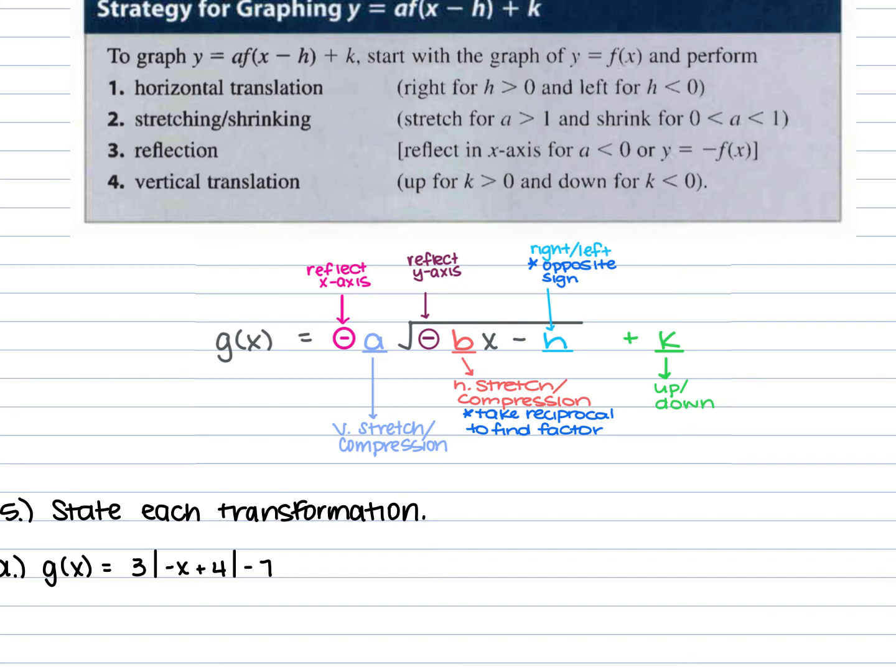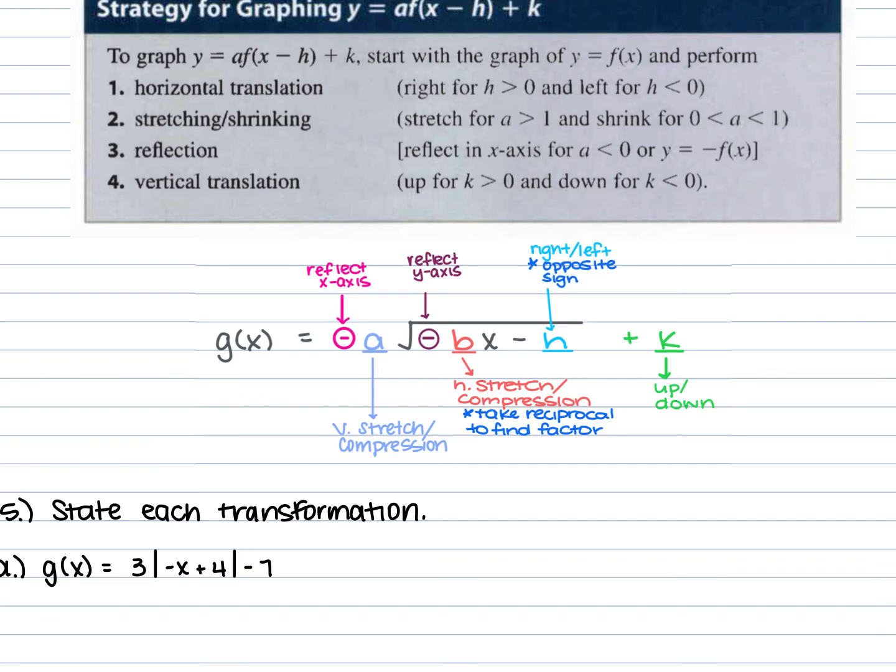So if you have a negative in front of your function, that reflects across the x-axis. If you have a number in front of that function, it's a vertical stretch or compression. Remember, if the number is greater than 1, it's a vertical stretch. If the number is between 0 and 1, it's a vertical compression.